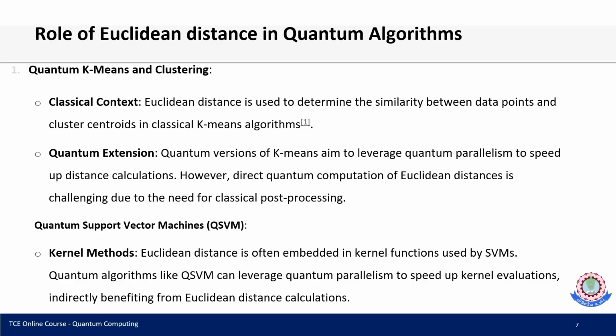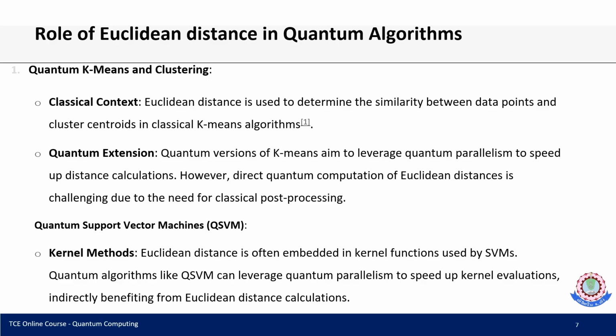So the role of Euclidean distance in quantum algorithms: quantum k-means and clustering. Classical context: Euclidean distance is used to determine the similarity between data points and the cluster centroid in the classical k-means algorithm. In quantum extension, the quantum version of k-means aims to leverage quantum parallelism to speed up the distance calculation. However, direct quantum computation of Euclidean distance is challenging due to the need for classical preprocessing. That is a disadvantage in the classical setting, and we can overcome this in quantum computing.